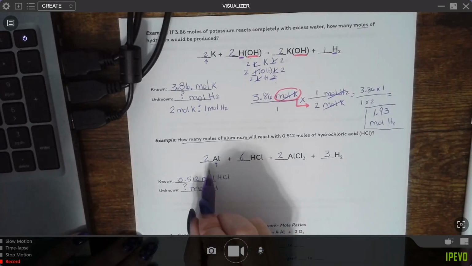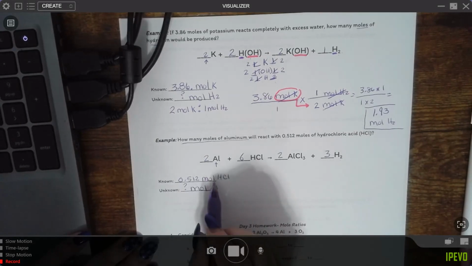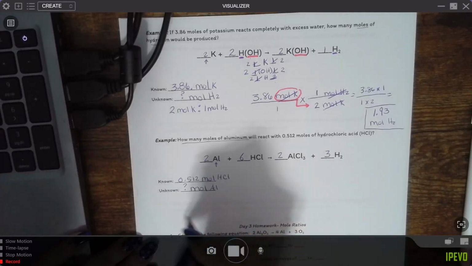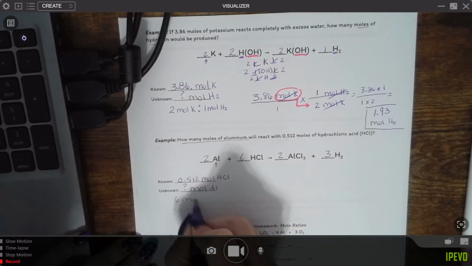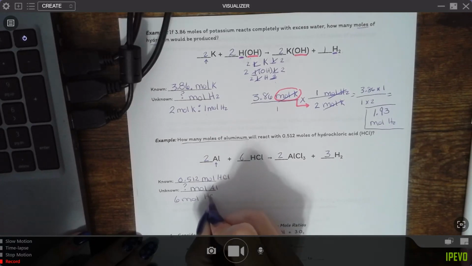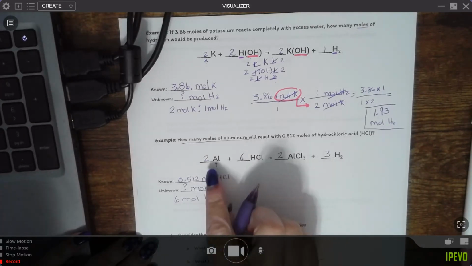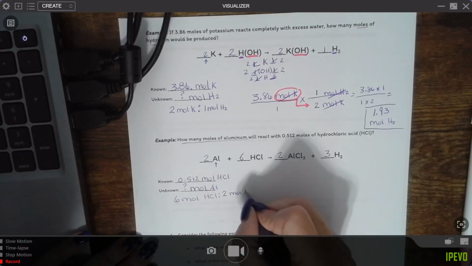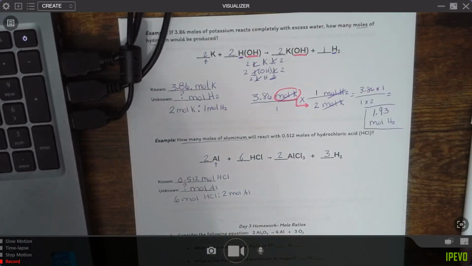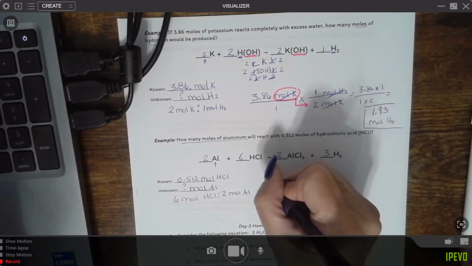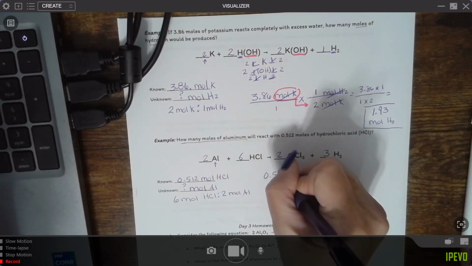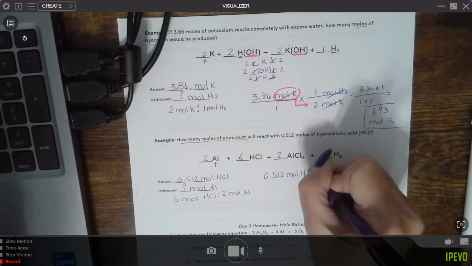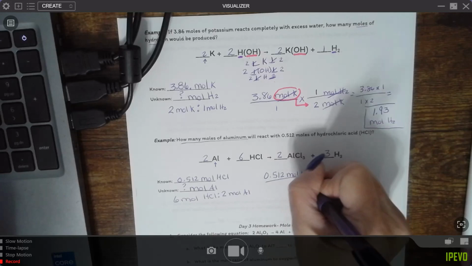So let's see, I'm looking for moles hydrochloric acid. So if I look in my equation, for every 6 moles of HCl, I would need to react 2 moles of aluminum. Okay, so let's set this up. 0.512 moles of HCl over 1.